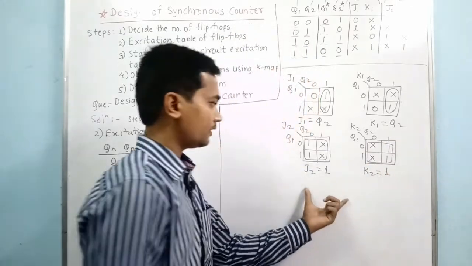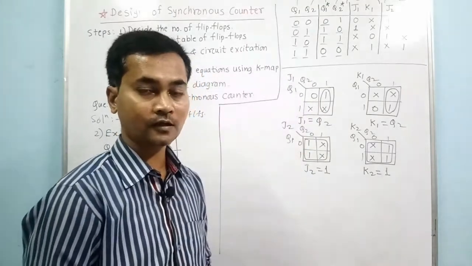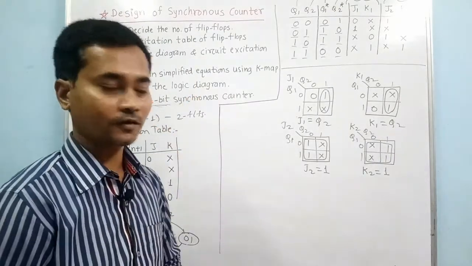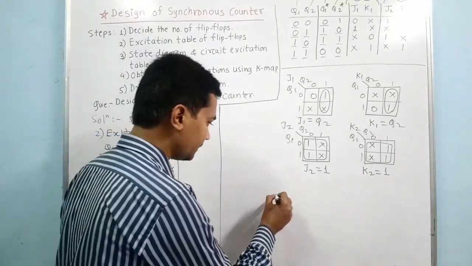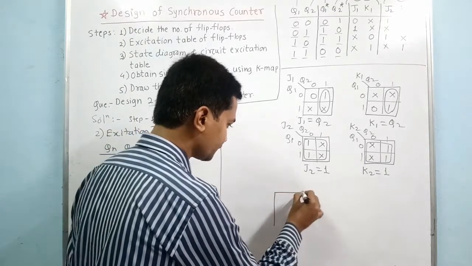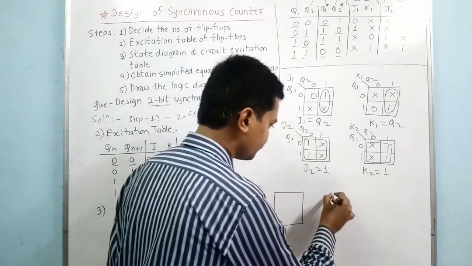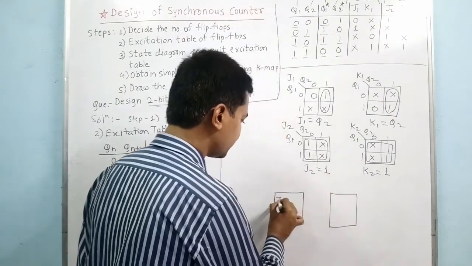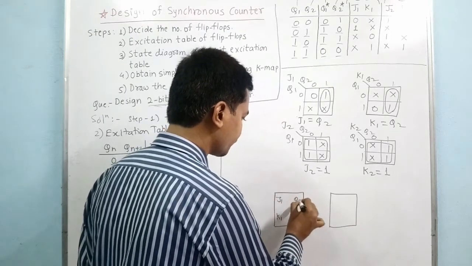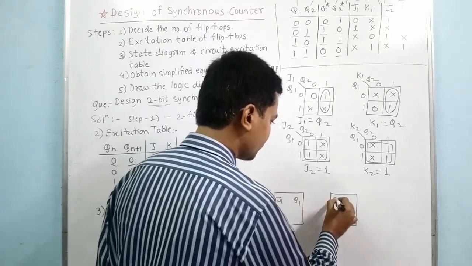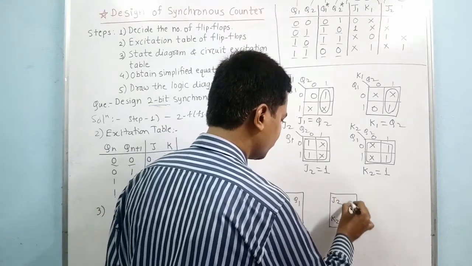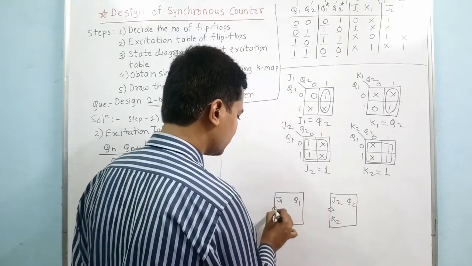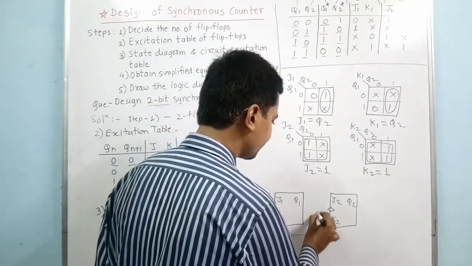Okay, now this is all about the K-map equations. Now finally we have to draw the logic diagram. So first we will draw the JK flip-flop, 2 JK flip-flops. So this is our J1 K1 Q1, then J2 K2 and Q2. Okay, negative edge triggered clock, the clock should be applied simultaneously.